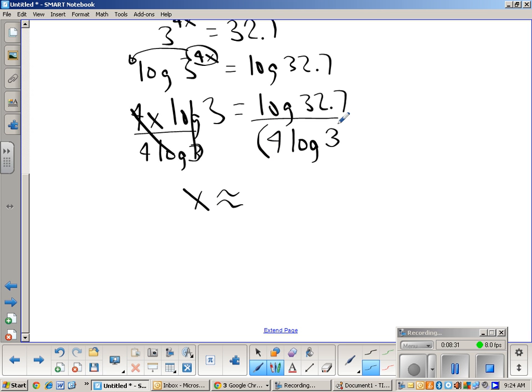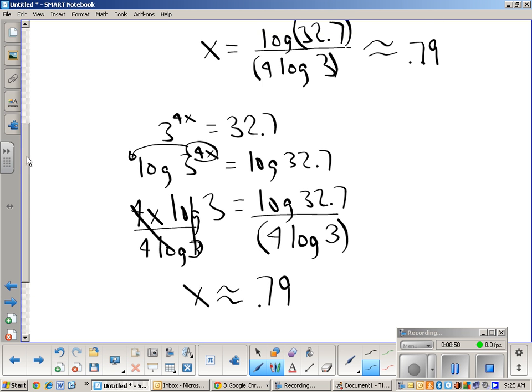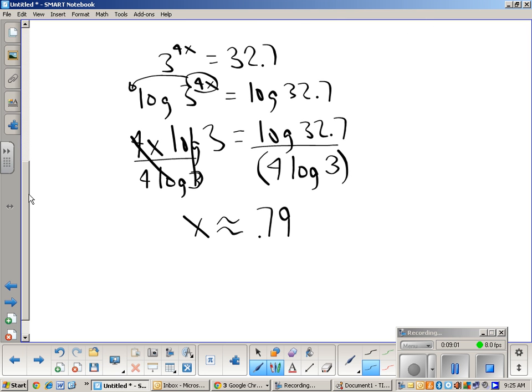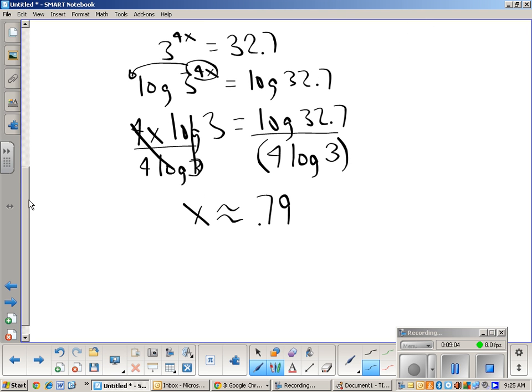And then again, make sure when you're dividing, you put that in parentheses, because we want to divide by the 4 and the log 3, not divide by 4, get an answer, and times the answer by log 3. Okay? And that's what will happen if you're careful with your dividing here. I believe we're going to get 0.79 again. All right? So there's 2 methods to do the same problem.